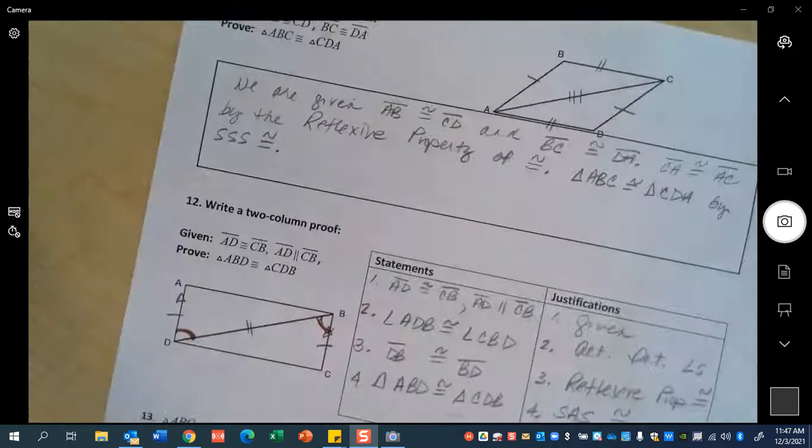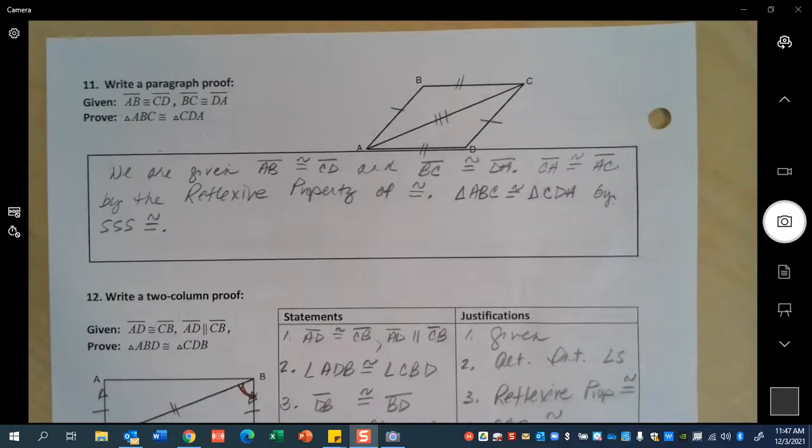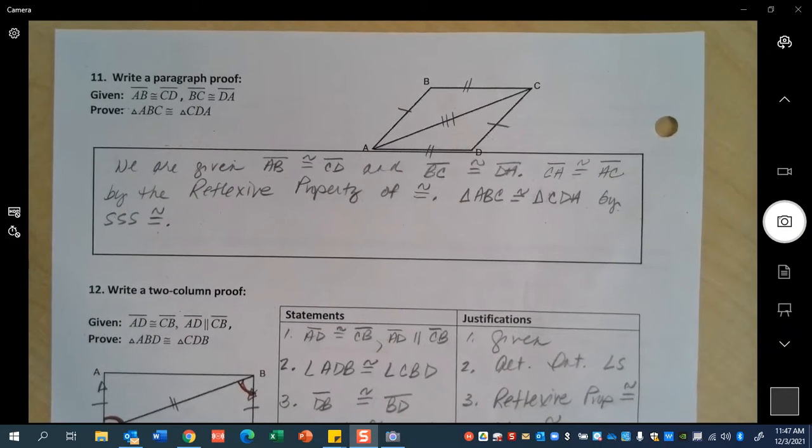All right, next step on the back. I really wanted to write more in my paragraph proof, but there was like nothing more for me to say. Write a paragraph proof. We are given segment AB is congruent to segment CD and BC is congruent to DA.